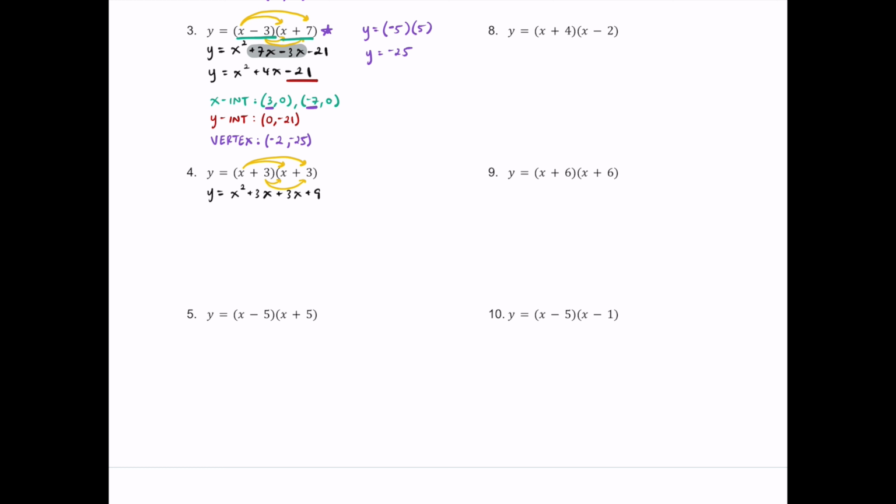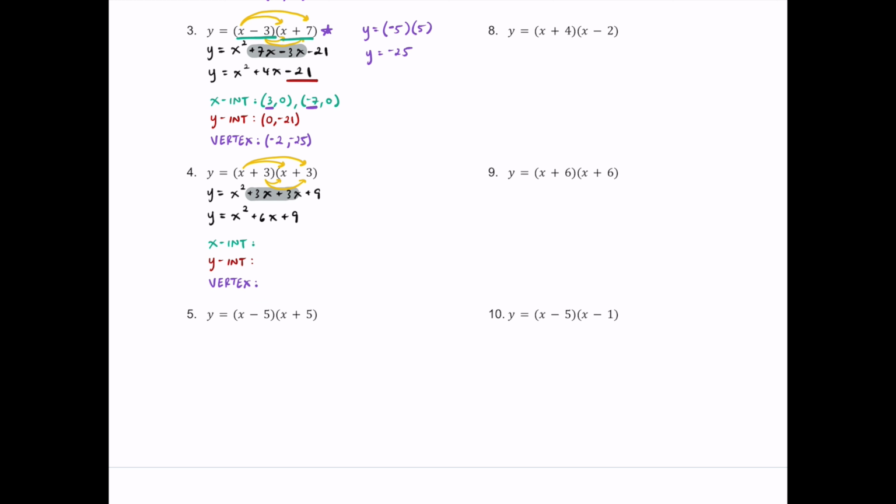And you're going to notice that's always going to happen when you have two identical binomials. You'll get two terms in the middle that are the same, so they'll always double up. So it'll be x squared plus 6x and then plus 9. So there's our trinomial. And so let's go ahead and just kind of copy this down here.